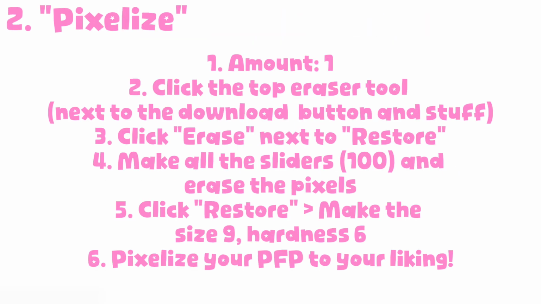The next effect we're going to be using is the pixelize effect, in which there's a lot of steps, so I'm just going to tell you them right now. When you get to the sliders, you want to slide the amount button all the way down to 1, and then you're going to click the eraser tool at the top, next to the download button and the share button. Then you're going to click erase next to restore at the bottom in the toolbar, and then you're going to make all the sliders go to 100, and you're going to erase the pixels so you can get rid of the blurriness. And after that, you're going to click restore. And then, what you want to do on the sliders is make the size 9 and the hardness 6. And after this, you can pixelize it to your liking.